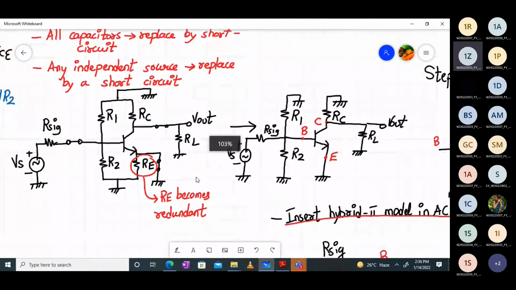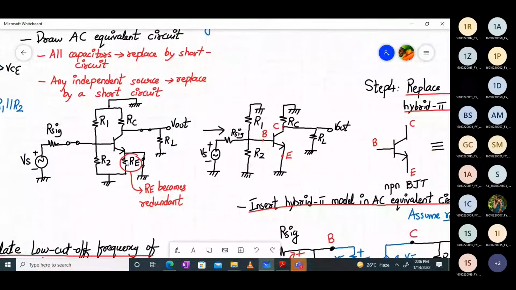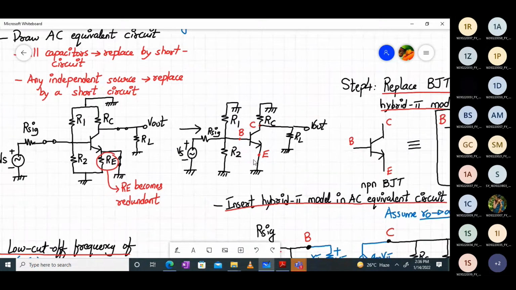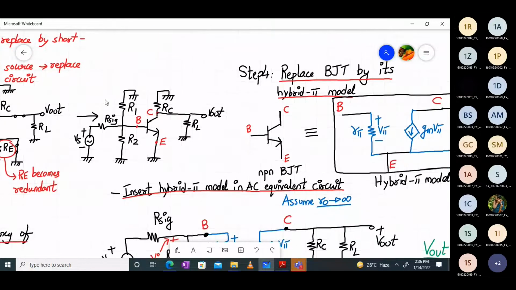Because the current will only flow through the short circuit path. Yes, the current will prefer the low impedance path. The technical term is that short circuit means low impedance path. So basically this short is in parallel to RE, therefore RE becomes redundant. When RE becomes redundant, the emitter terminal is directly grounded, correct? So this becomes my AC equivalent circuit.